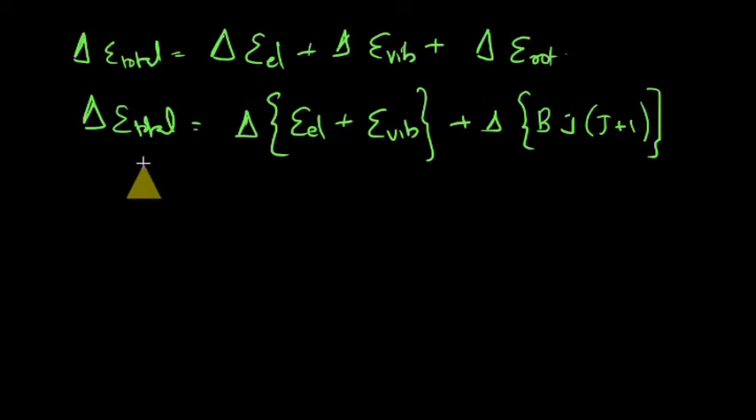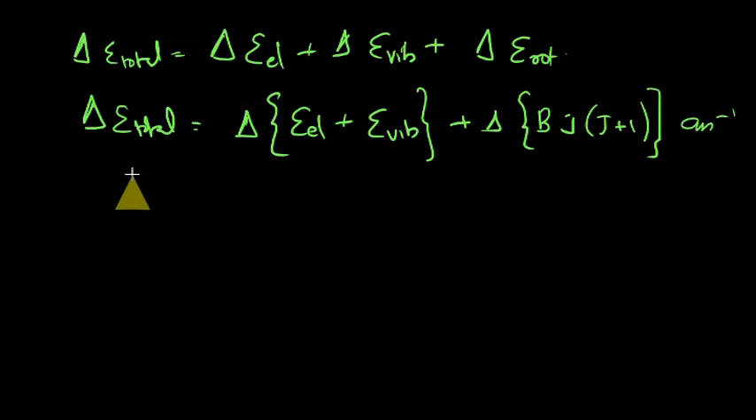And therefore, delta E total is equal to delta E electronic plus delta E vibrational plus delta BJ into J plus 1 centimeter inverse. All these are in centimeter inverse. That is why we have written this in epsilon. And that is the change in energy during an electronic transition.